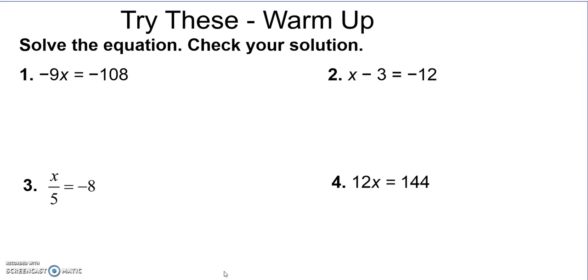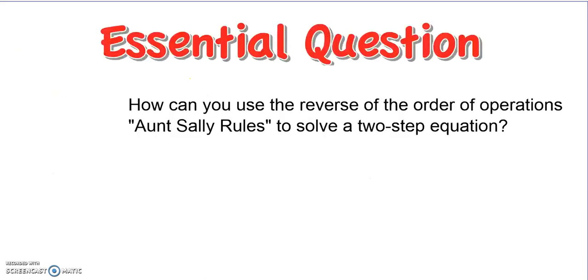Okay, so these are just problems that you have already seen. I just want to make sure you definitely are strong on them before we move on, because these are one-step equations that we're solving, and today we're going to be doing two-step equations, okay? Okay, the essential question. How can you use the reverse of order of operations, Aunt Sally rules, to solve a two-step equation?